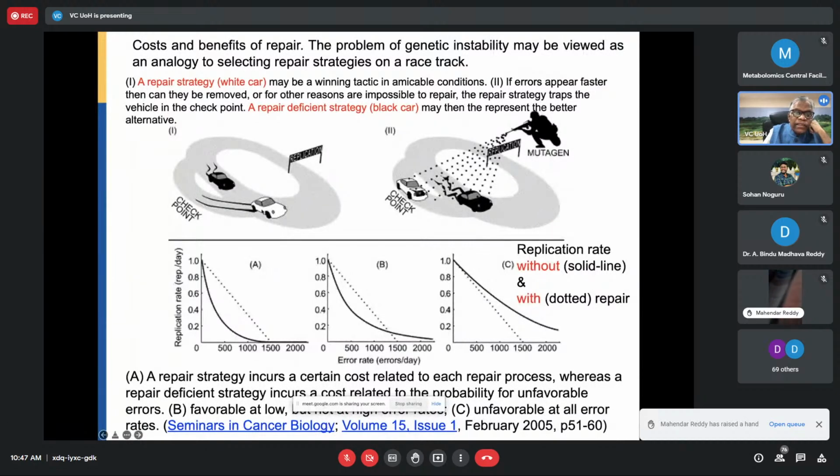That is, the car that is running on the highway comes out of the exit, gets repaired in the checkpoint, and comes back and goes onto the highway, goes on cycling. A normal car has a time window to go through checkpoint arrest where it is repaired. This is the normal car, normal healthy tissue.